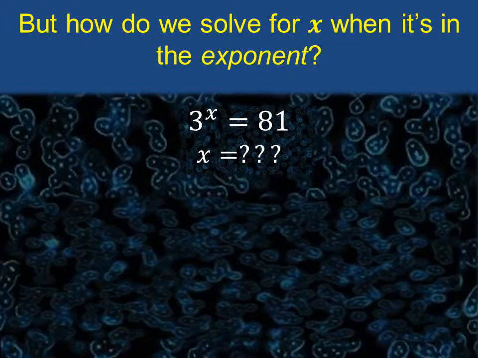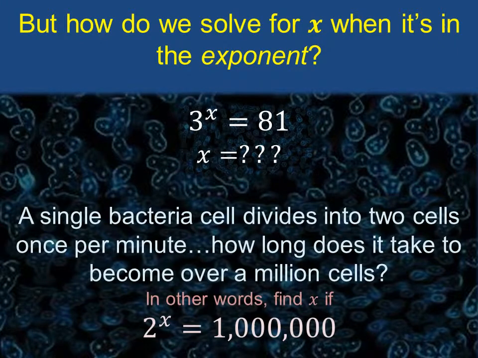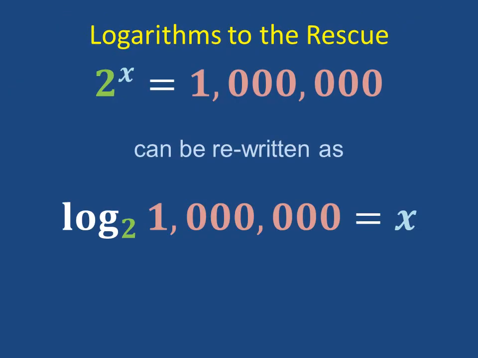But what about if x is in the exponent? 3 to the x equals 81. What value of x makes this true? Well, here's an example. A single bacteria cell divides into 2 cells once per minute. How long does it take to become over 1 million cells? In other words, what we're trying to do is to find the value of x that makes 2 to the x equal to 1 million.